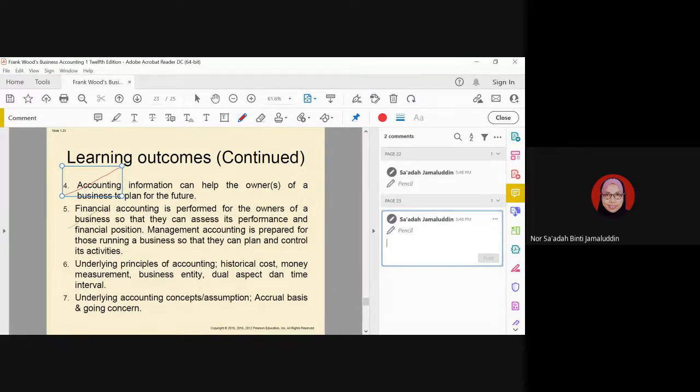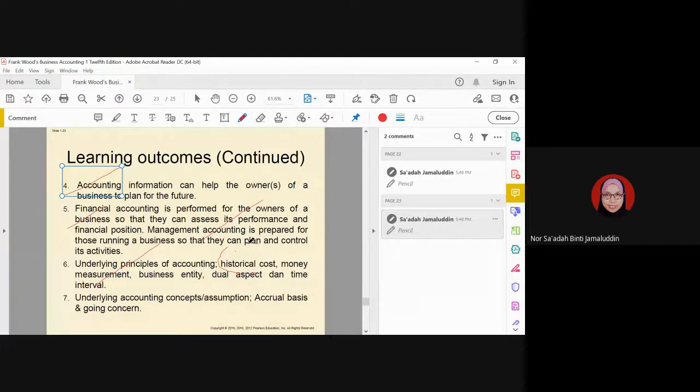The meaning of, and the differences and relationship between, financial accounting and management accounting. And then we also learned the underlying principles of accounting: historical cost, money measurement, business entity, dual aspect, and time interval. You must know the details of each principle of accounting. So we have 1, 2, 3, 4, 5, five principles of accounting.